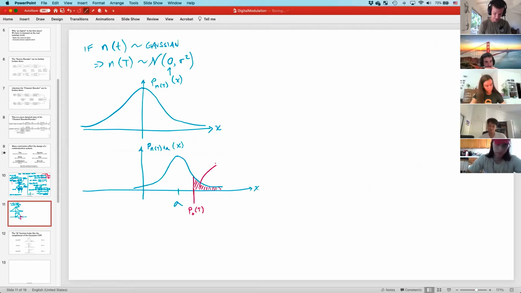Right, so this area is the capital P probability that the random variable n0 of big T plus a is greater than the number p0 of big T. So I've used the letter P about 18 times in this lecture already, and they mean slightly different things. This is the capital P probability that this random variable is greater than the number, which is the filtered pulse evaluated at capital T. Clear as mud?